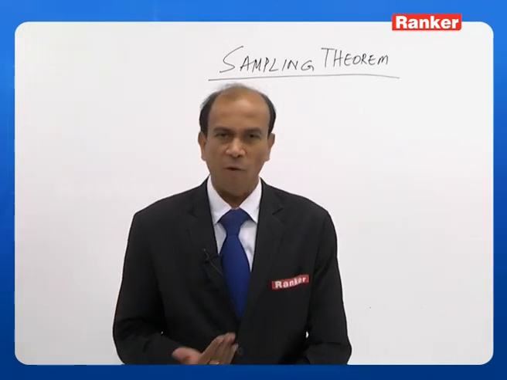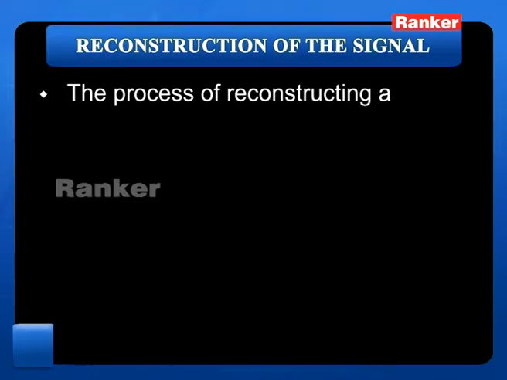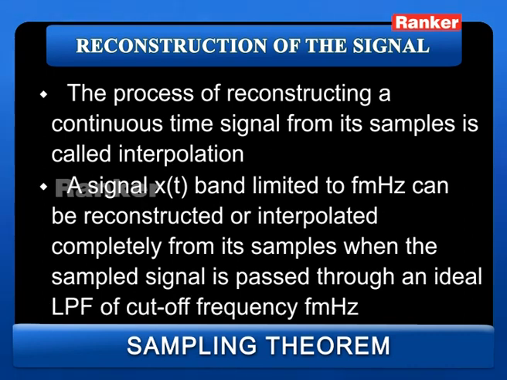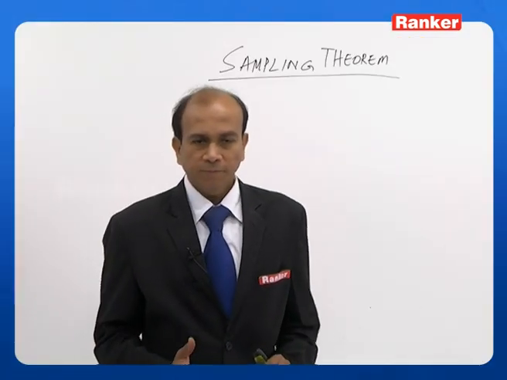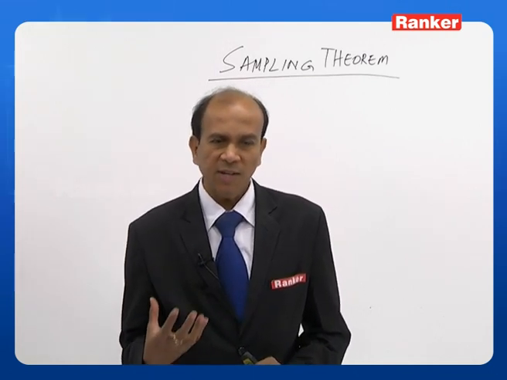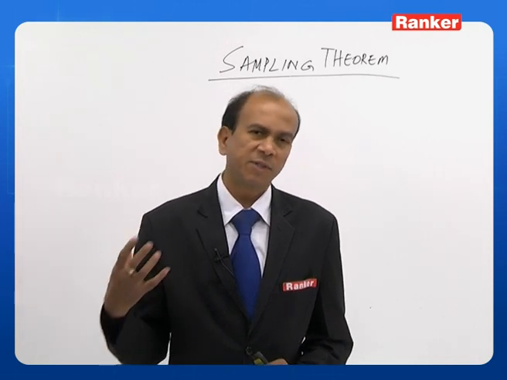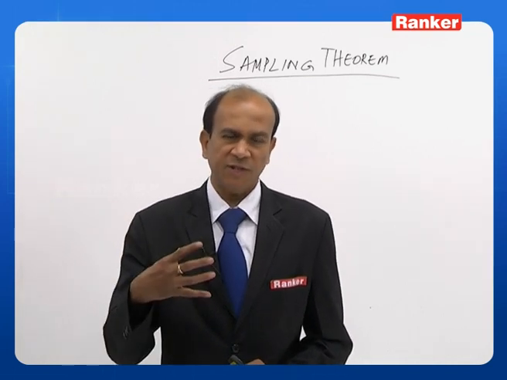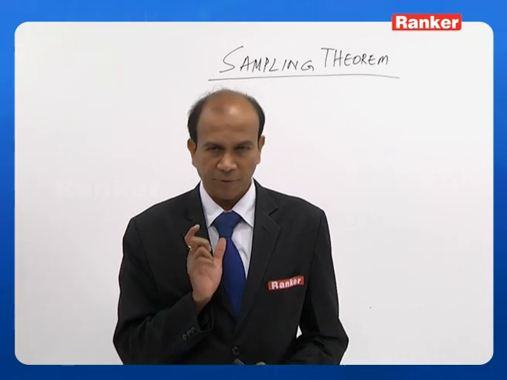So, how do I reconstruct or recover the original signal back? The process of reconstructing a continuous time signal from its samples is called interpolation. A signal x of t band limited to Fm hertz can be reconstructed or interpolated completely from its samples when the sampled signal is passed through an ideal low pass filter of cutoff frequency Fm hertz. So, interpolation is a process where the original signal is reconstructed from the sampled signal.